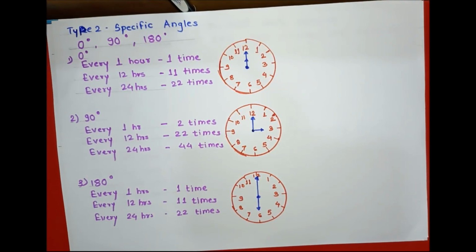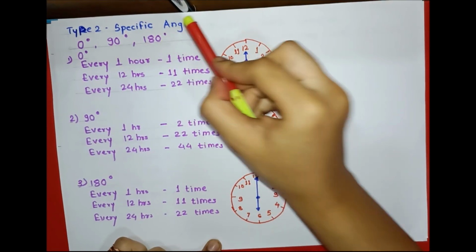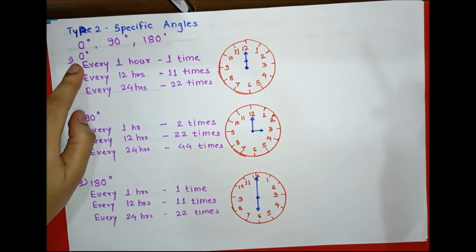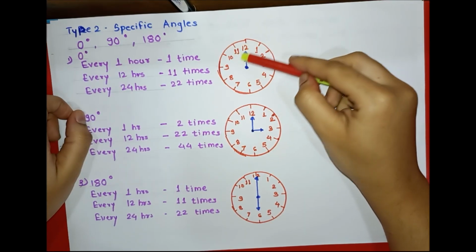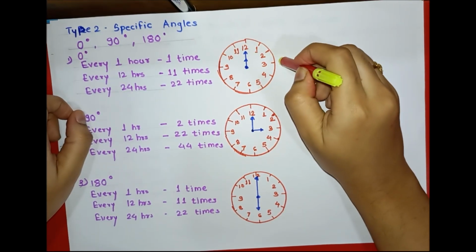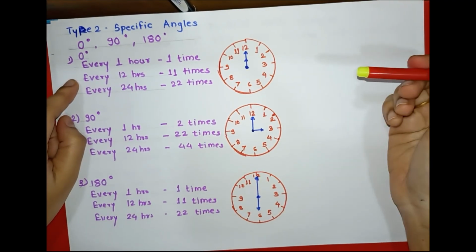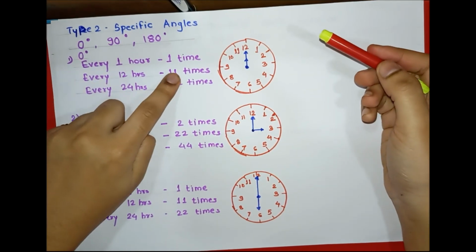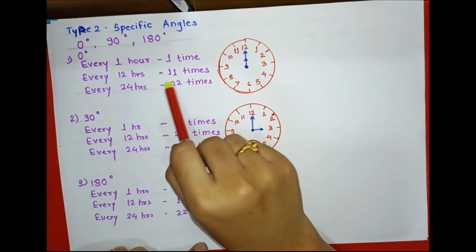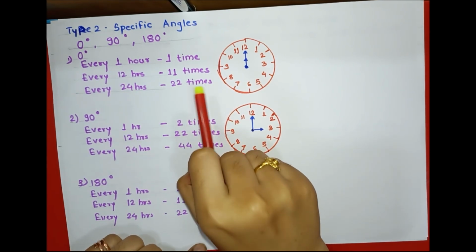Let's move on to the next concept, which is specific angles. The specific angles are 0 degrees, 90 degrees and 180 degrees. Whenever the angle formed is 0 degrees, it means both the hands are overlapping each other, like shown in this clock. If we look at the occurrence of such cases, in every 1 hour it occurs one time, every 12 hours it will occur 11 times, and every 24 hours it will occur 22 times.